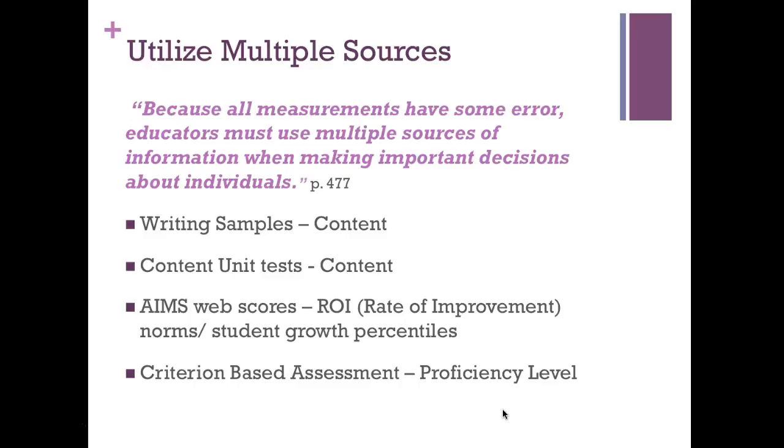When you're really trying to make decisions for students instructionally, and all measurements have some error, you really want to use multiple sources of information when you make decisions. So you're going to use some content-based assessments like writing samples and content unit tests. You're going to use some norm or criterion-based assessments such as Aimsweb scores and criterion-based assessment to get other proficiency levels and other growth levels, performance levels.